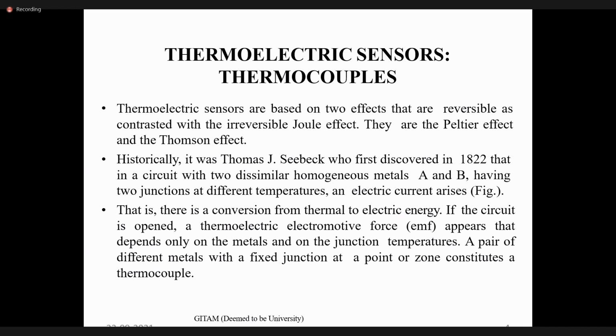A thermocouple is a device. In a thermocouple, we use two dissimilar metals, join them, and form two junctions, and we maintain the two junctions at two different temperatures. Normally, one is a cold temperature and the other is a hot temperature. Then we can see an EMF produced in the circuit. This is called the Seebeck effect.